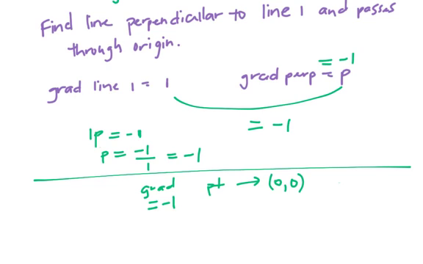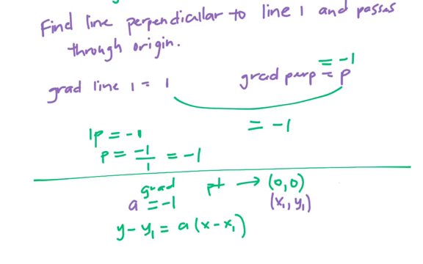And now we want to find the equation of our perpendicular line. And we know that to find that equation, we use y minus y1 is equal to a times x minus x1, where a represents our gradient and (x1, y1) is our point. So a is equal to -1 and (x1, y1) is (0, 0).